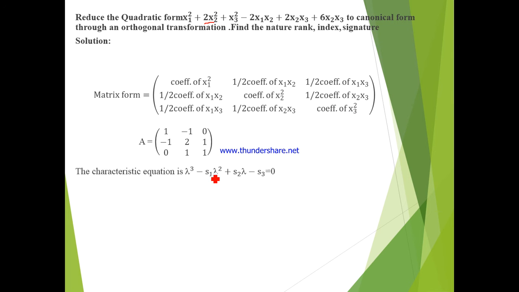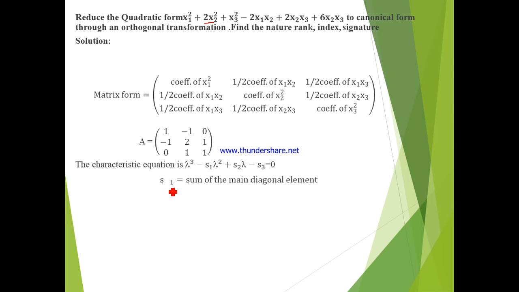Okay. The next, the characteristic equation is lambda cube minus S1 lambda square plus S2 lambda minus S3 equal to 0. So here we have to find S1, S2 and S3. First find S1. S1 is the sum of the main diagonal elements. The main diagonal elements are 1, 2, 1. So we add these three, that is 1 plus 2 plus 1. So the answer is 4.